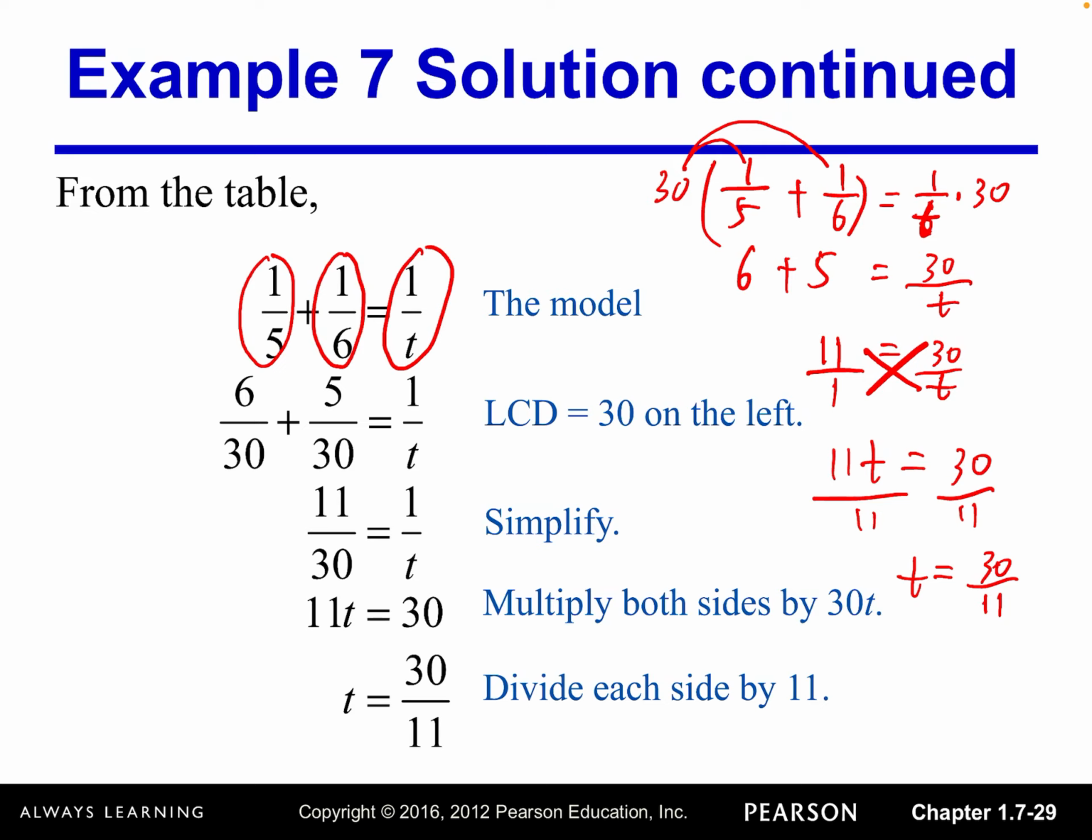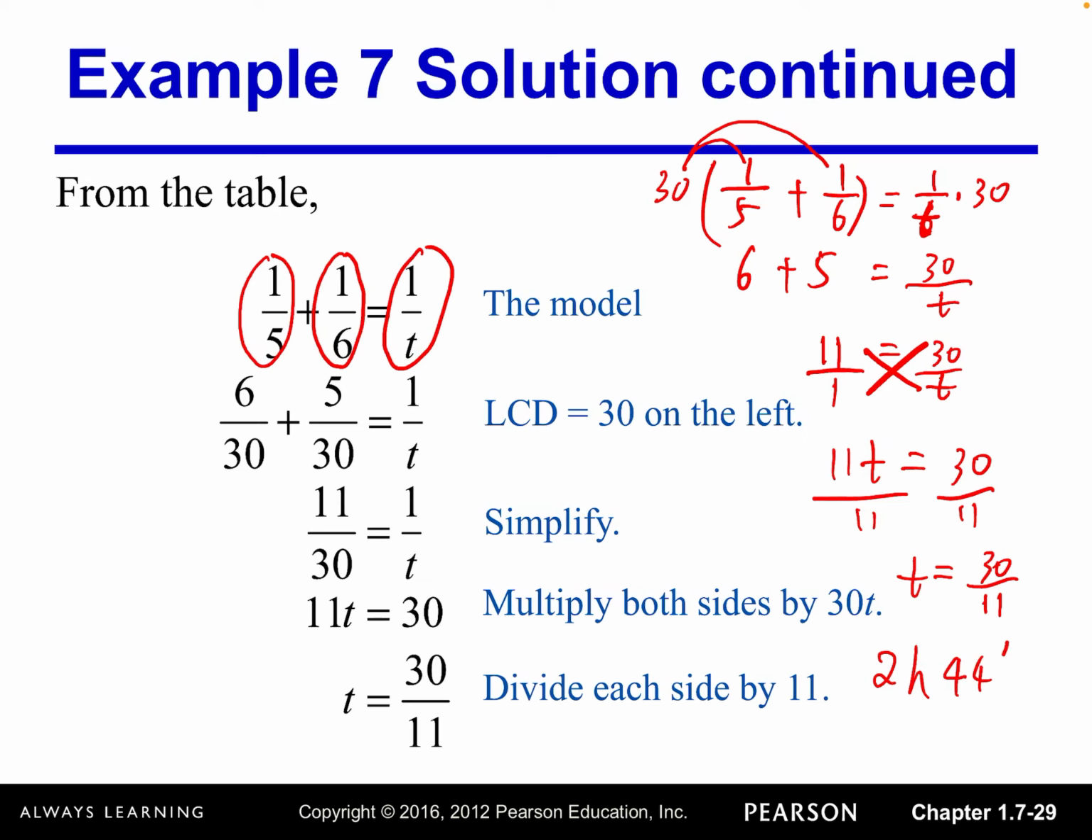If you want to know the decimal, you can use your calculator to calculate 30 divided by 11. So actually we get 2 hours 44 minutes to complete the garden job if Danny and Mike work together.